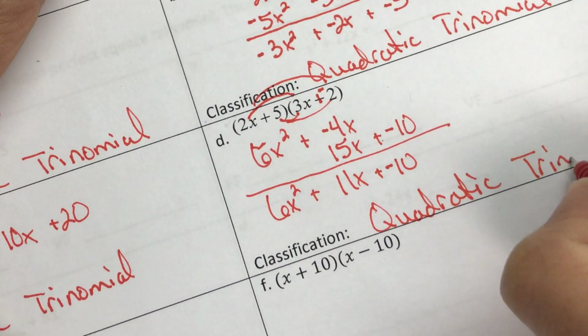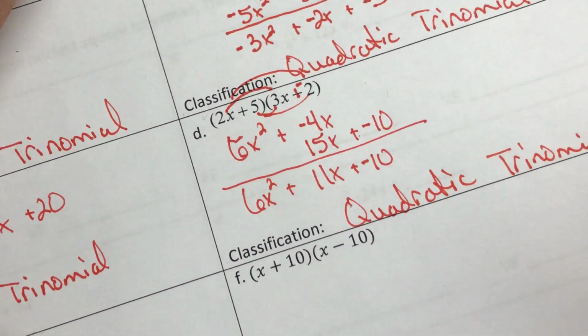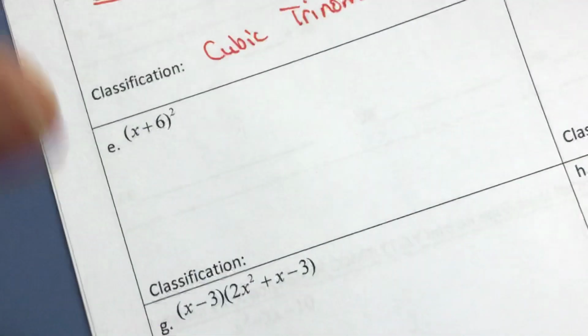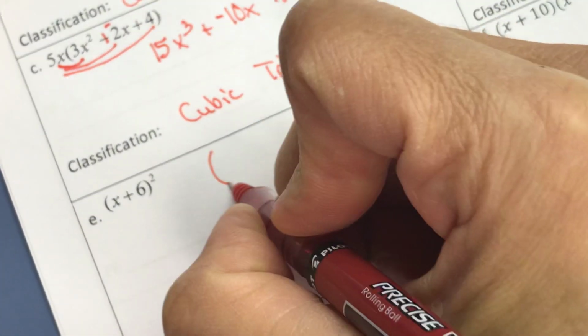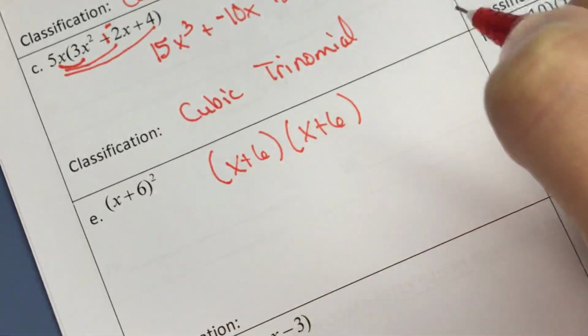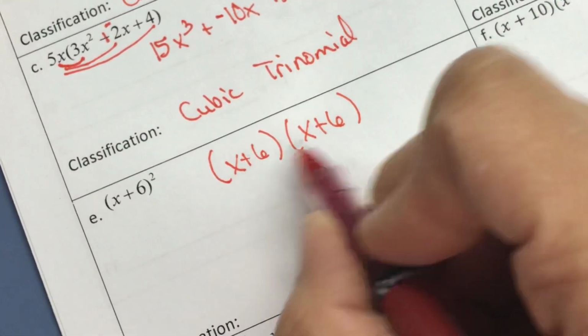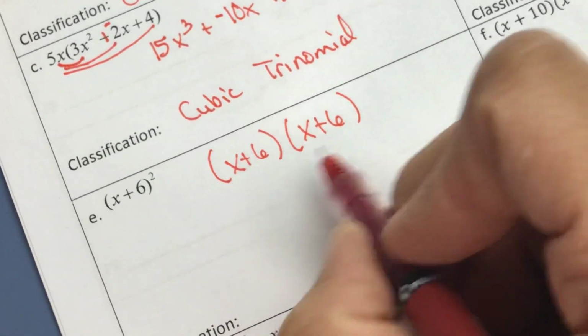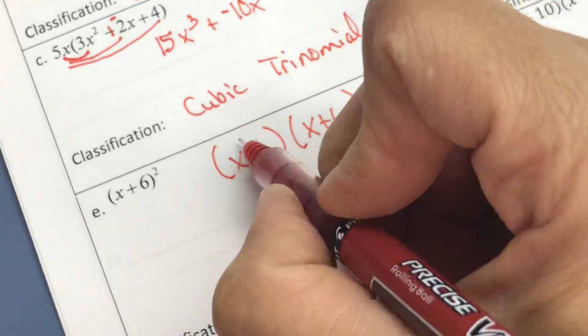Trinomial. Okay? All right, E. So E is a little tricky because that squared actually means there were two of these. This is technically another neighbors meets neighbors situation, and these are the same. Remember, this is what we would call a perfect square trinomial when we're done.